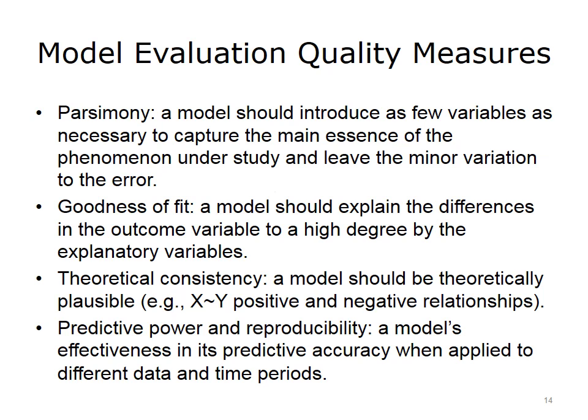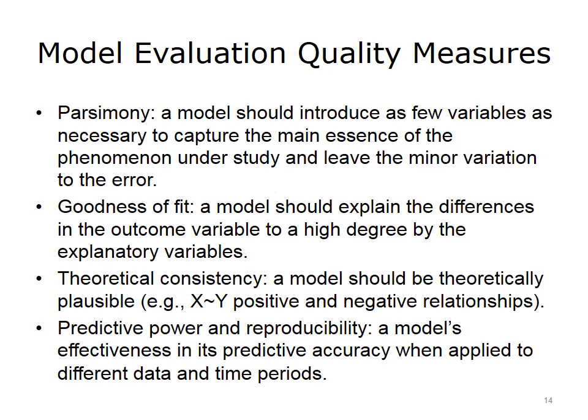Overall, quality measures of a population health risk model can be defined by various measures. A model needs to be parsimonious. This means that a model should introduce as few variables as necessary to capture the main essence of the phenomenon under study, and leave the minor variation to the error. For example, if a model is trying to predict cost for a given population, it is preferred to have the shortest list of independent variables that can explain the highest amount of variation in that cost.